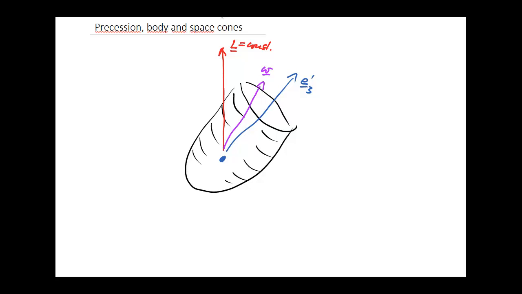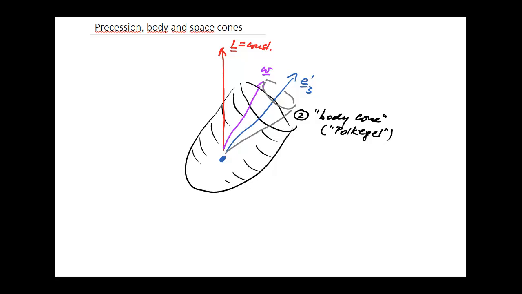We said that omega must lie, at all times, on a cone around E3 primed. This was our conclusion number 2. This cone carries a special name, it's called the body cone. And in the German literature, this is called Polkegel. So omega moves on this body cone around E3 primed.